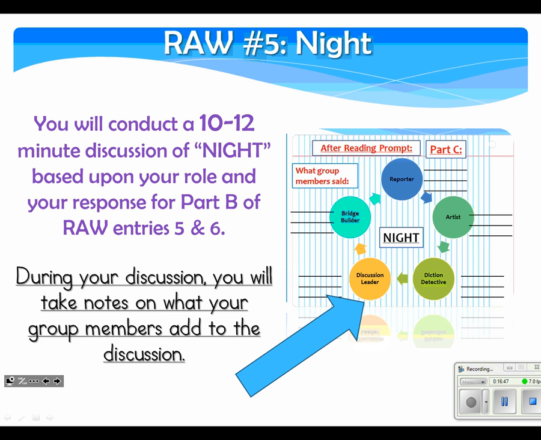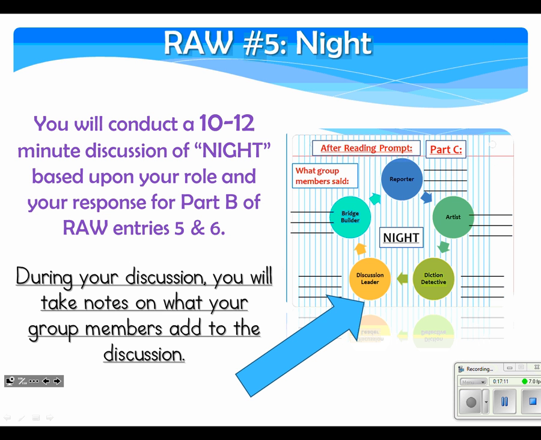So when you're having your discussion, based on your roles, about each text, you're going to make sure that you're taking notes on what the group members are saying. So you heard something really ingenious from your dictionary text, just quick scribble it down. Maybe the artist's representation, you really liked what they thought of, so you could write down, well, this is what they drew.